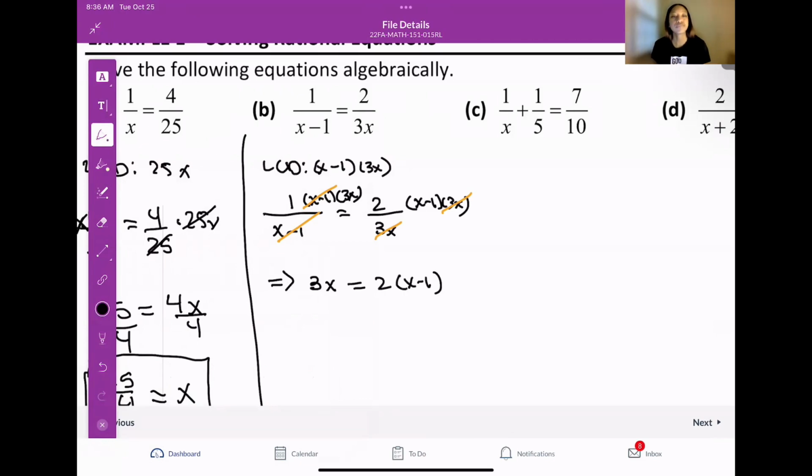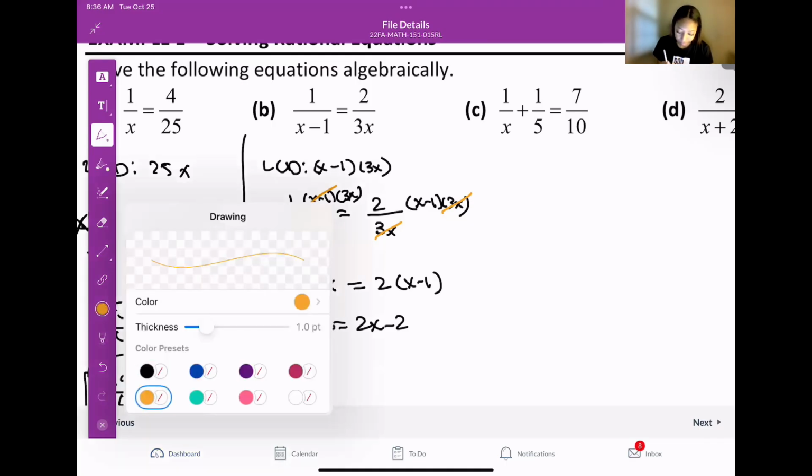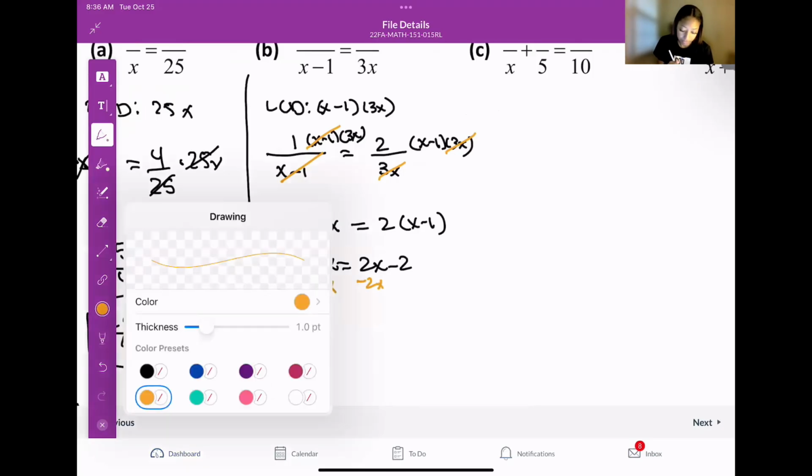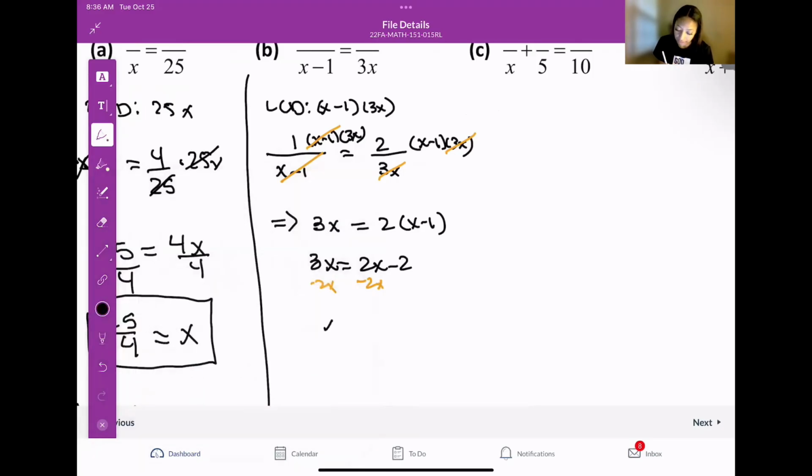All right, once we multiply by that LCD, all of the denominators disappear, so now we have a linear equation that we can solve. Let's solve it. That's 3x equals 2x minus 2. And then if we subtract 2x from both sides, that leaves us with our final answer, x is equal to -2.